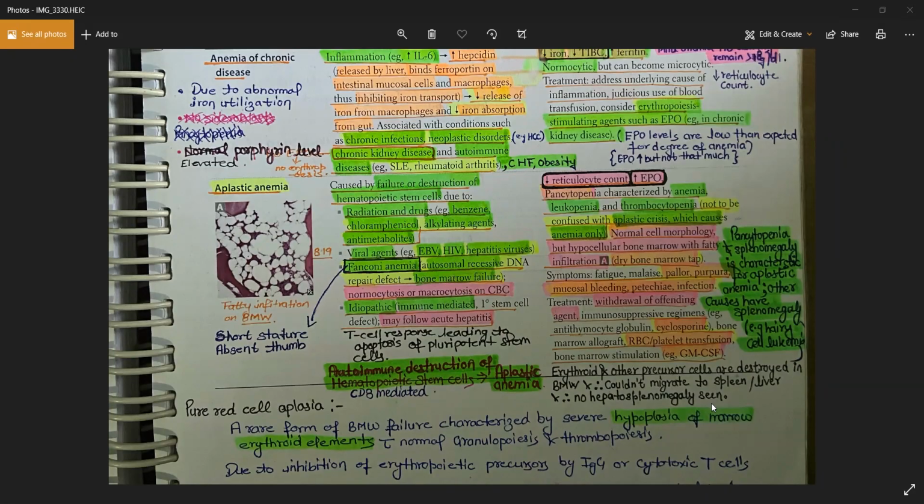Because all of these progenitor cells are being destroyed in the bone marrow, they cannot migrate to the liver or the spleen for extramedullary hematopoiesis. So you won't have any hepatosplenomegaly in case of aplastic anemia. Very important to note. You won't have any extramedullary hematopoiesis in aplastic anemia. This is also an important thing. So if you have pancytopenia without hepatosplenomegaly, you will always think about aplastic anemia, while in other cases you will have hepatosplenomegaly because of extramedullary hematopoiesis.